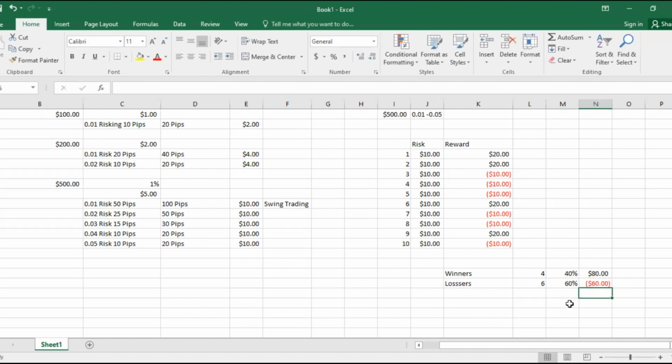So at the end of the day, when you do the math, you'll find that actually you'll be 20% profitable. You'll close the day with $20. So is that a losing day? Definitely no. But what saved you? The risk to reward ratio. So that's how important the risk to reward ratio is.